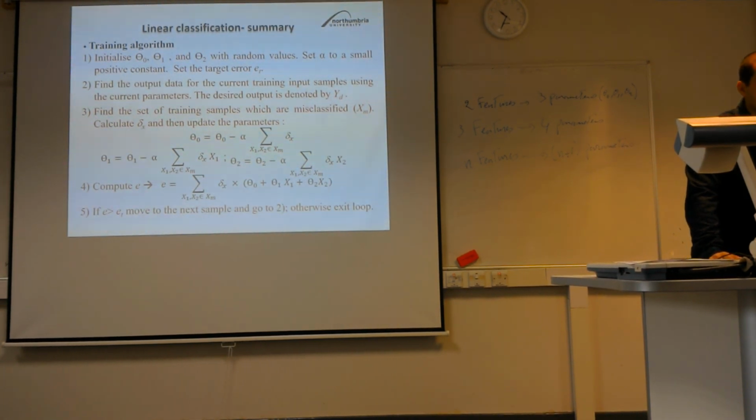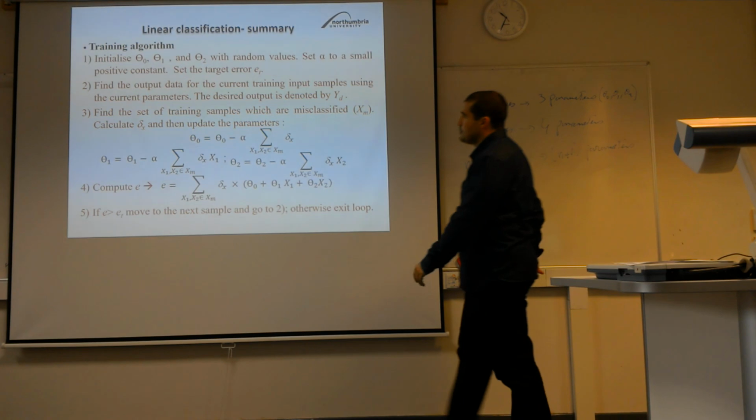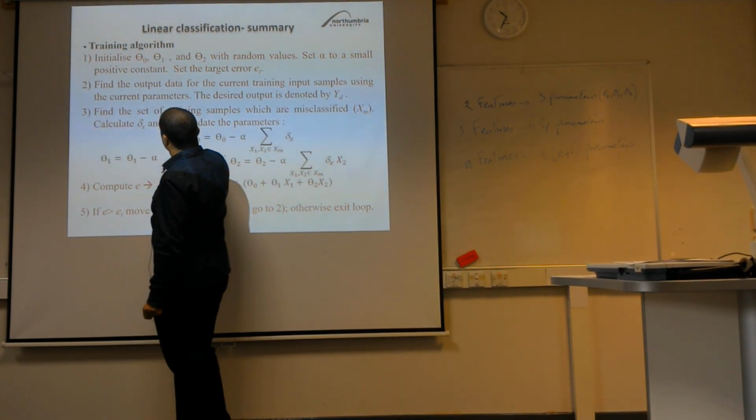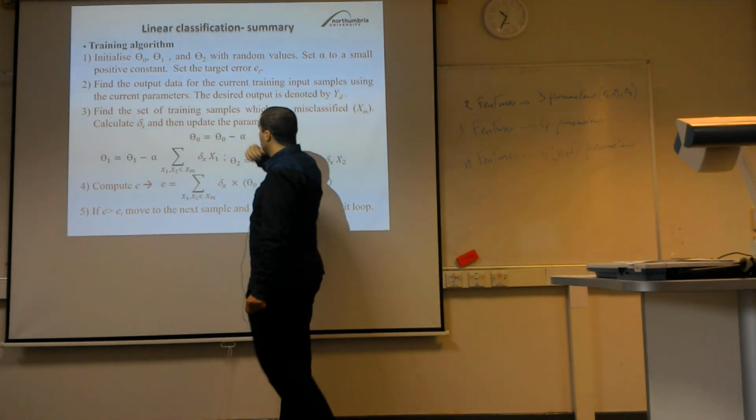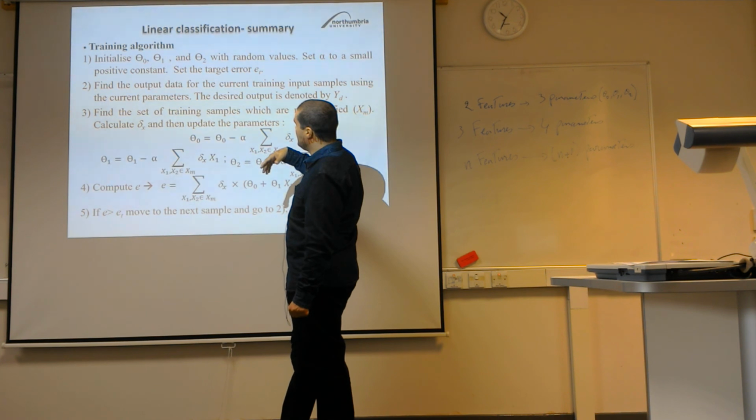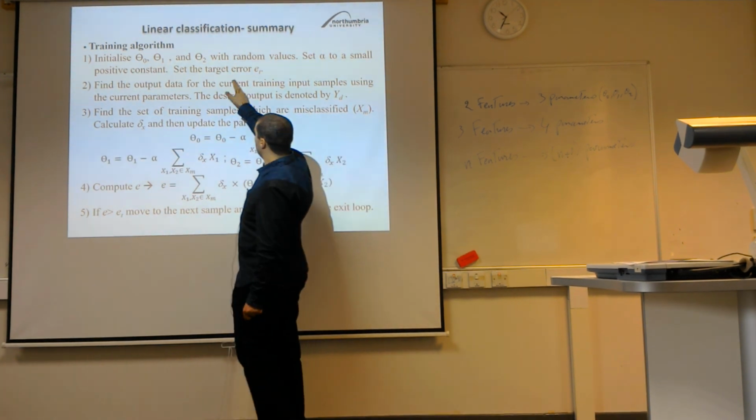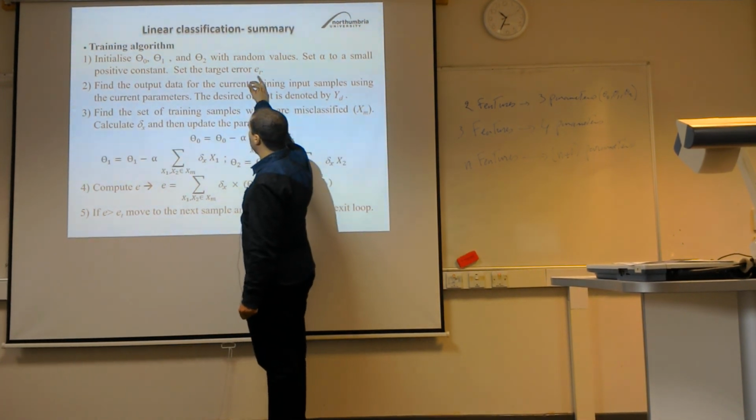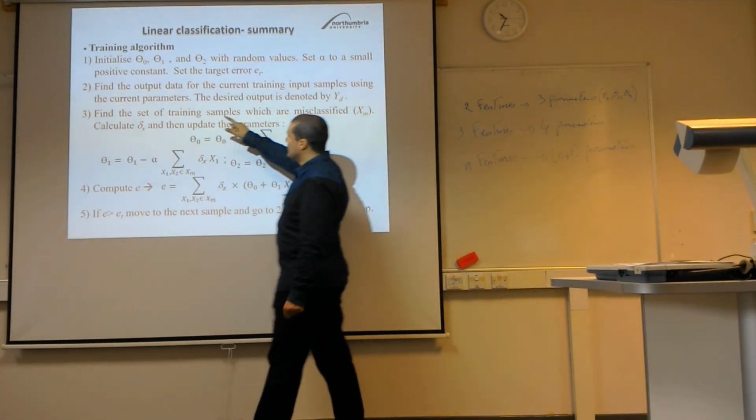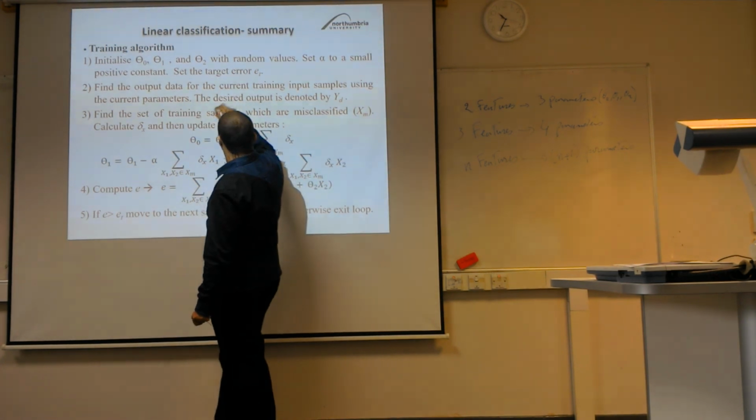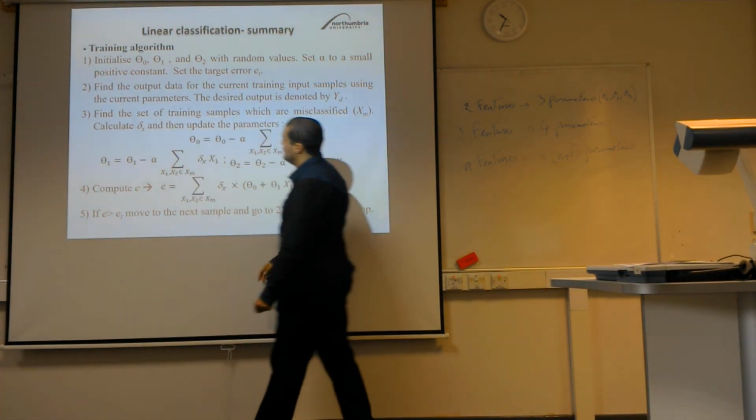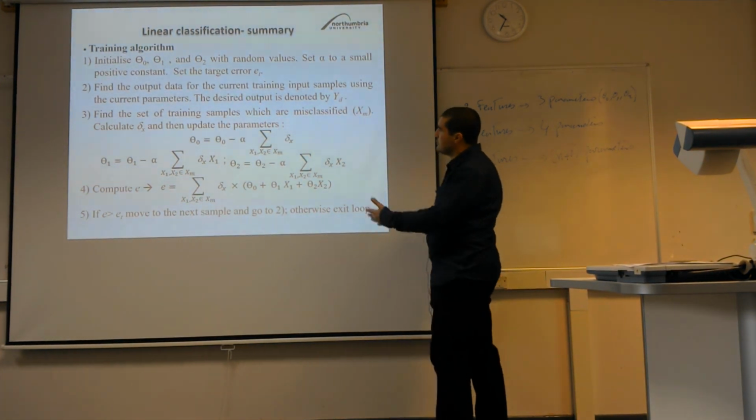So again, it's an iterative algorithm. So we initialize parameters theta 0, theta 1, and theta 2. That's from the previous example. So assuming we have 2 features, we set the target classification error ET. First of all, we need to calculate the output data for the current training input samples. So using these initialized parameters, we get the outputs.